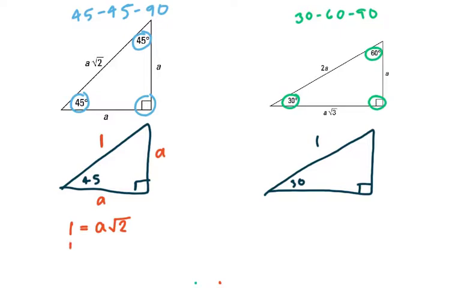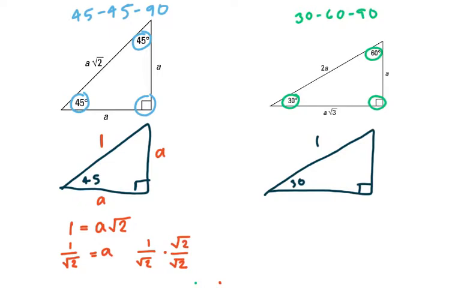So when we divide both sides of our equation by the square root of 2, we get A is equal to 1 divided by the square root of 2. We've isolated A, but we want to make sure we have our fraction in the correct form. We cannot have a radical in our denominator, so to get rid of the radical in our denominator, we are going to multiply both the numerator and the denominator of this fraction by the square root of 2.